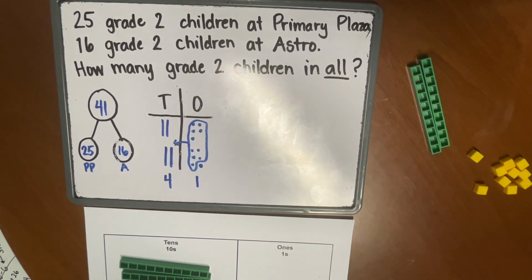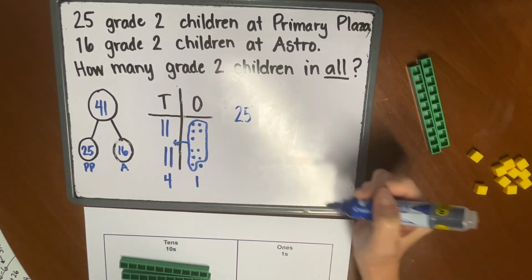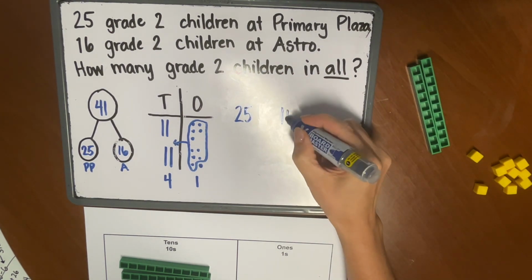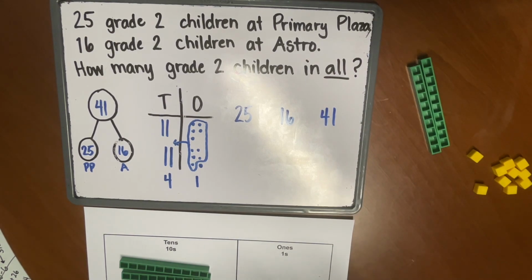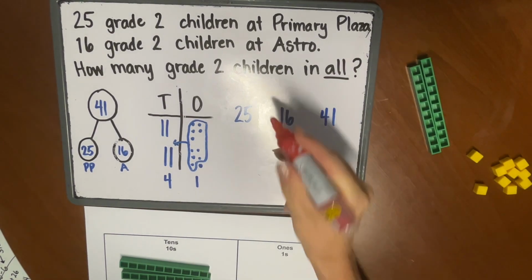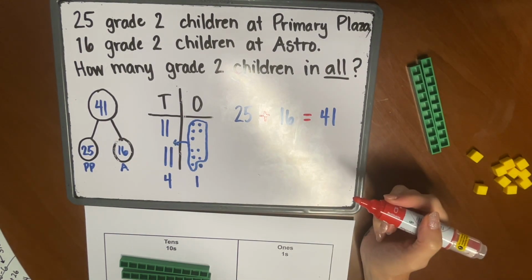Let's write our numbers and symbols for this problem. We had 25 in the primary plaza and 16 at the Astro, and altogether that was 41. So I can write 25 and 16 is the same as 41.